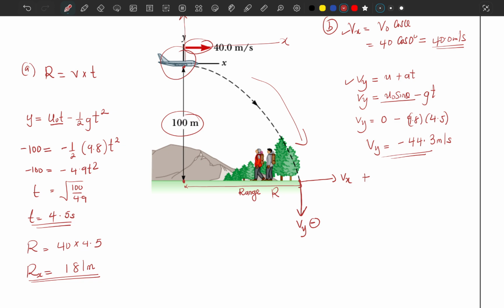This is projectile motion. Very important topic in foundation physics or introductory physics.